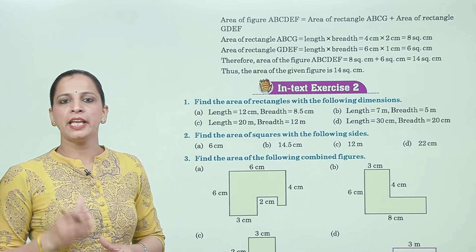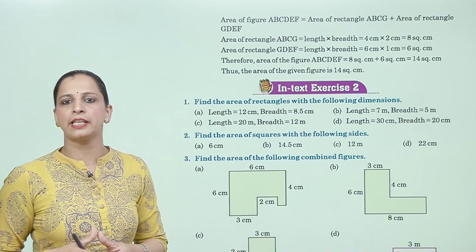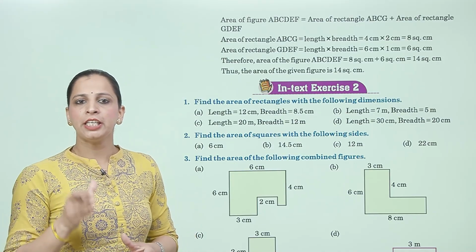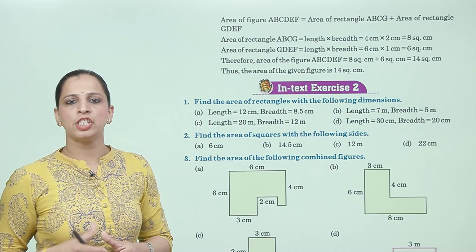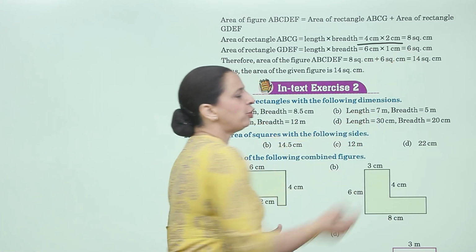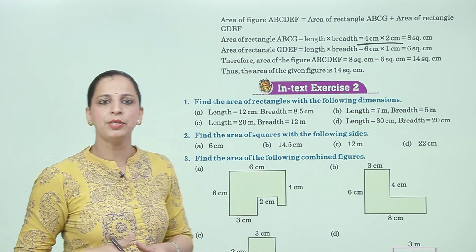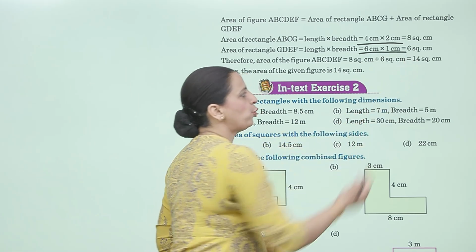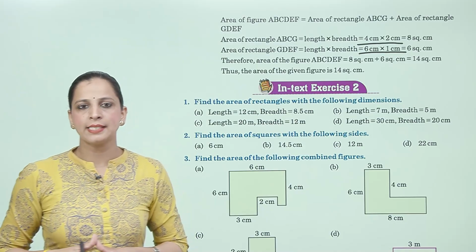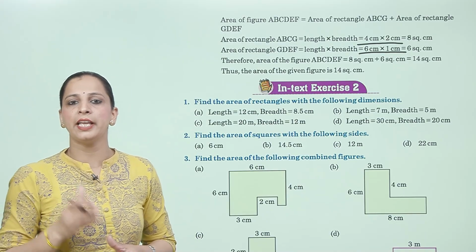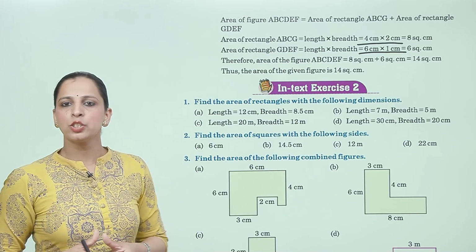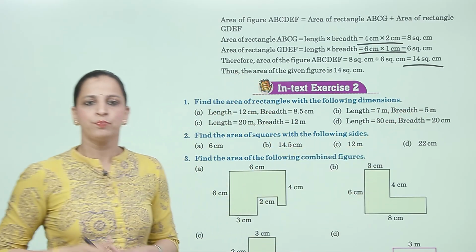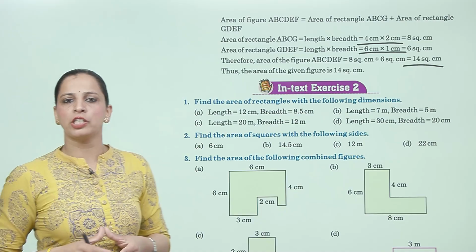So, area of figure ABCDEF is area of rectangle ABCG and area of rectangle GDEF. Area of rectangle ABCG is length into breadth, that is 4 centimeter into 2 centimeter is equal to 8 square centimeter. Area of rectangle GDEF is length into breadth, 6 centimeter into 1 centimeter is equal to 6 square centimeter. Therefore, area of the figure ABCDEF is 8 square centimeter plus 6 square centimeter is equal to 14 square centimeter. Thus, the area of the given figure is 14 square centimeter.